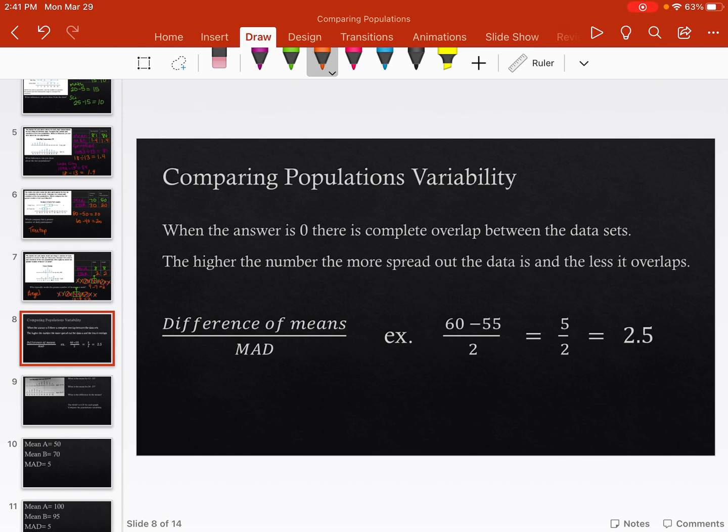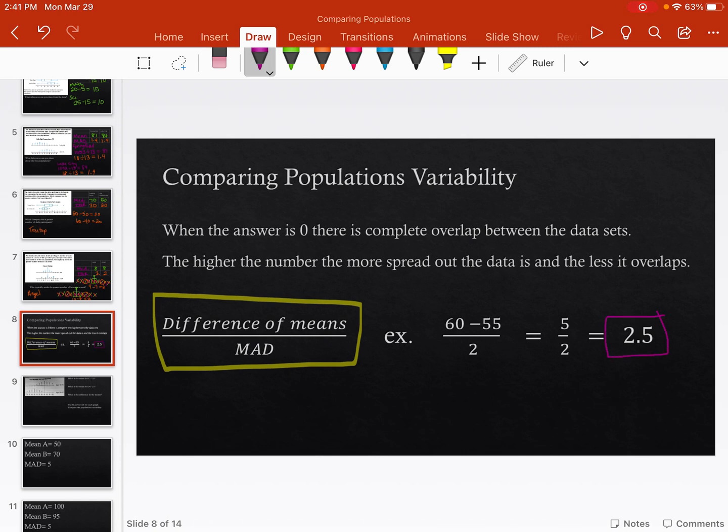And we still want to be able to compare how much the two different sets of data vary from one to the other. So how we do that is this little formula right here, the difference of the means divided by the MAD. In this, I'm generally going to tell you what the two means are, and I'm going to tell you what the MAD is, and I just want you to set it up and solve it. And then the only extra thing you have to do is tell me how much they differ. So how much do they overlap, really? So here's just an example. You can see I subtracted the two means and then divided by the MAD and ended up with an answer of 2.5.